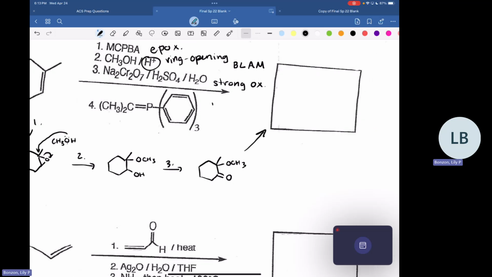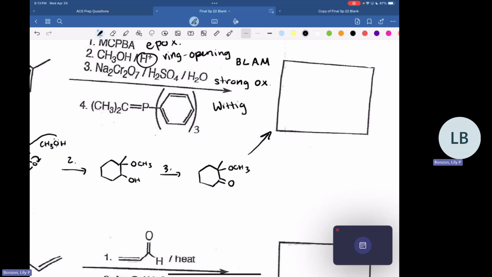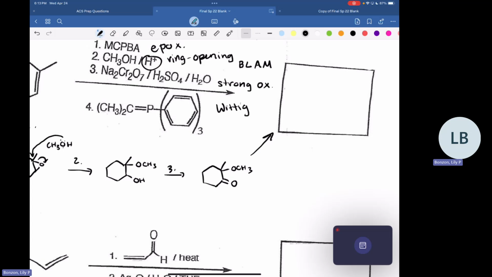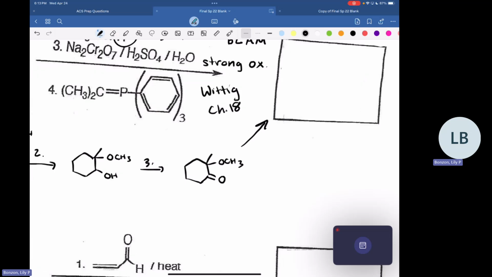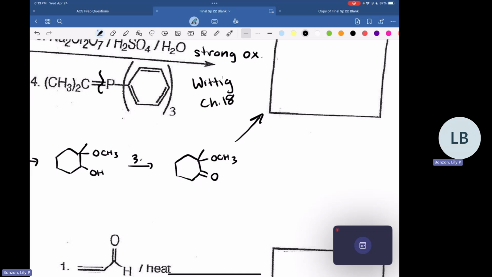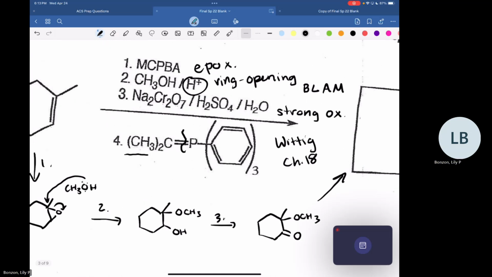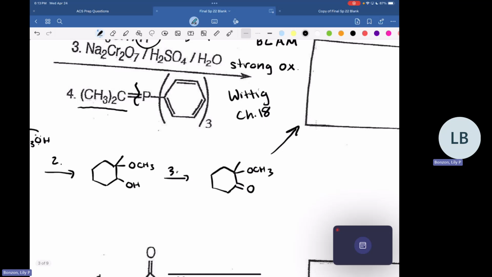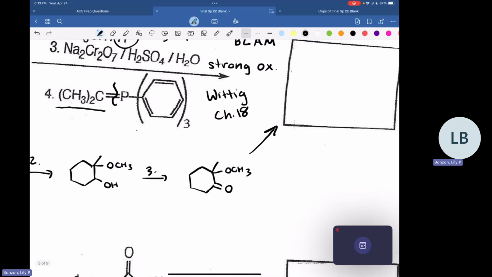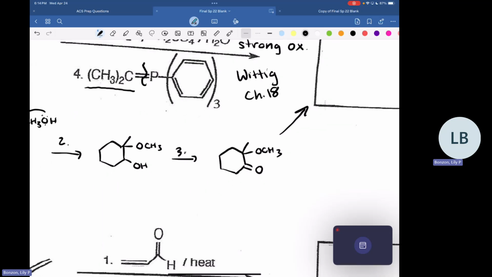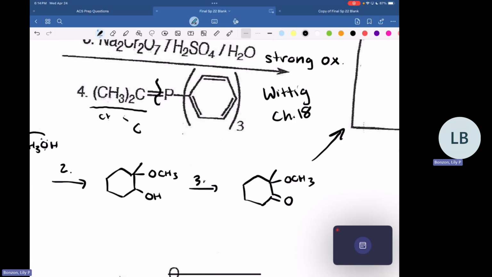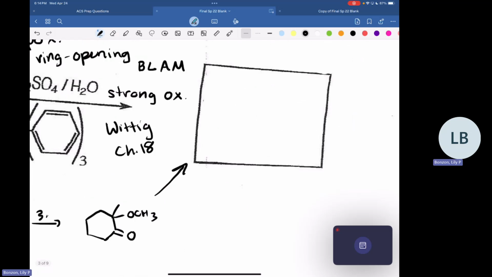And then step 4 is the Wittig reaction. I believe this is at the end of the ketones and aldehydes chapter. So chapter 18, I think. Don't quote me on that. But with this one, you're essentially going to attach the alkyl side where the ketone is. I like to literally think of it as taking the oxygen off and replacing it with the carbon and whatever is attached to it. This one is a carbon with 2 methyl groups on it, so that's exactly what we're going to attach to the ketone position.